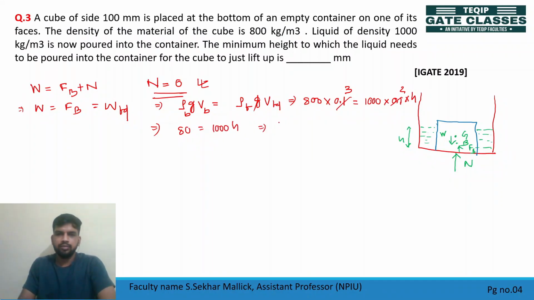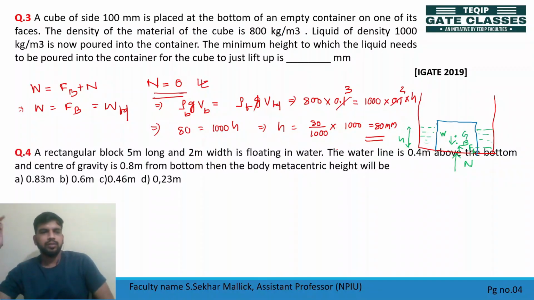So what is H now? H equal to how much? 80 divided by 1000, that is in meter. So if I multiply 1000, we will get in mm. So H is equal to how much? 80 mm. Okay, understood?